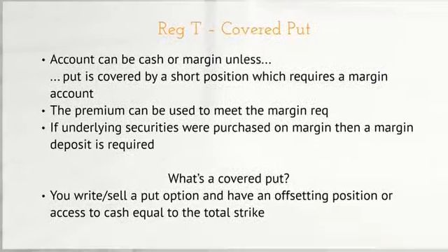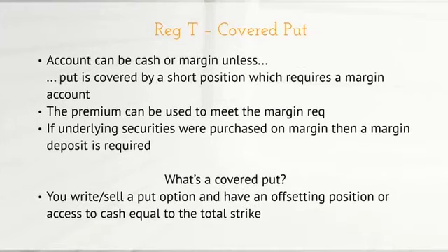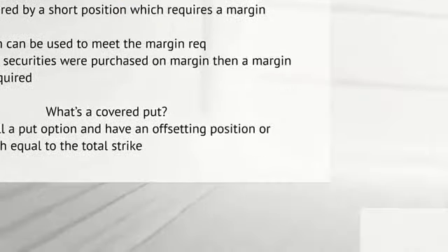A covered put is very similar. In this scenario, you write a put option, but you also have the offsetting asset or position so that your risks are completely offset, and again, you make the premium. This can be done in a cash or margin account, but if you buy one of the positions using margin, you will have to pay the margin on that as well. The premium can also be used to meet the margin requirements in this position as well.